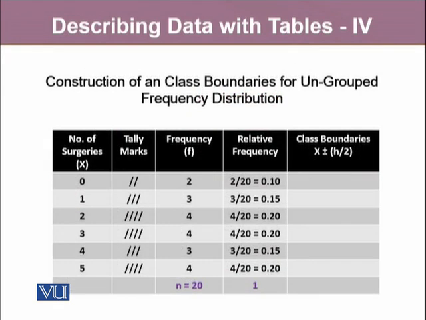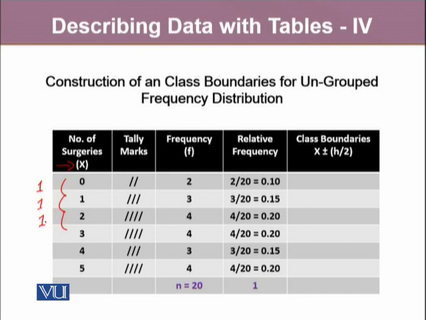We can also construct the class boundaries for ungrouped frequency distributions. I'm taking this example from the previous module where we constructed this ungrouped frequency distribution, where we have the number of surgeries. Since the number of surgeries is our variable, I am denoting it by x. We constructed the relative frequencies out of it. To construct the class boundaries, we will identify what h is. h is the gap between these values, and over here it is 1, 1, 1 for each.